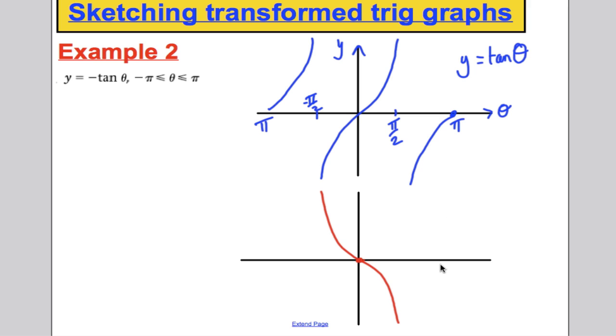This here as well. It's going to look something like that. And this here is going to look something like that. So this here would be pi, minus pi even, that should be minus pi by 2, pi by 2, and pi. So all I've done there is reflected this in the x-axis, or the theta axis, and that is that transformation.